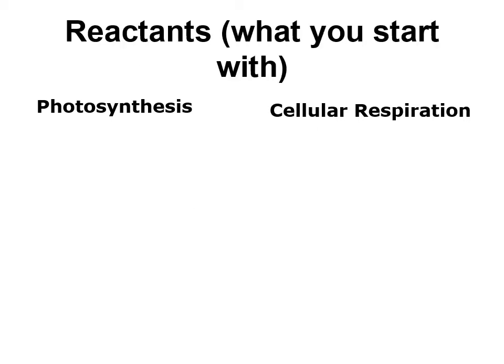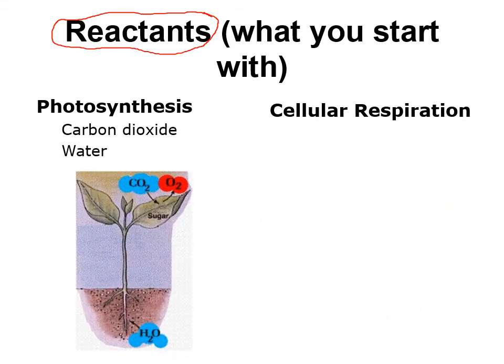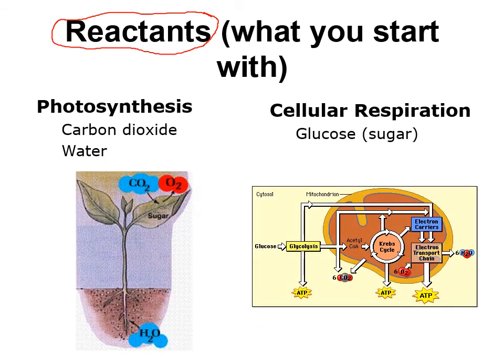The reactants simply refer to, in chemistry, the ingredients. What do you need to start with? I always think of them as the list of ingredients in a recipe. For photosynthesis, the reactants are going to be carbon dioxide and water, and in cellular respiration, it will be a simple sugar called glucose and oxygen. Those are what you need to start the reaction. Photosynthesis will also need an energy source, and that would be in the form of sunlight.